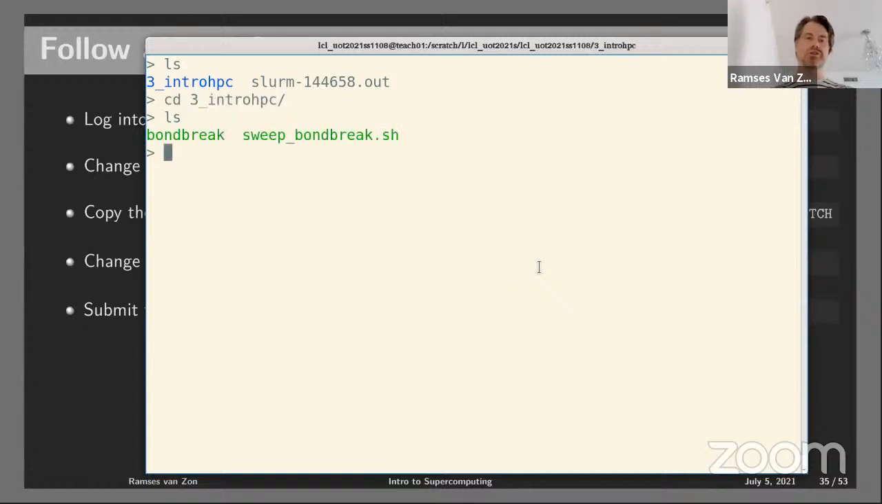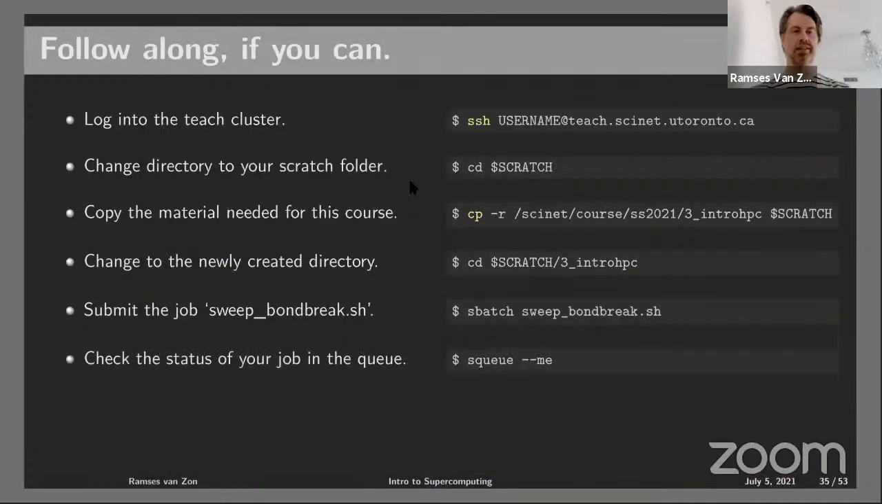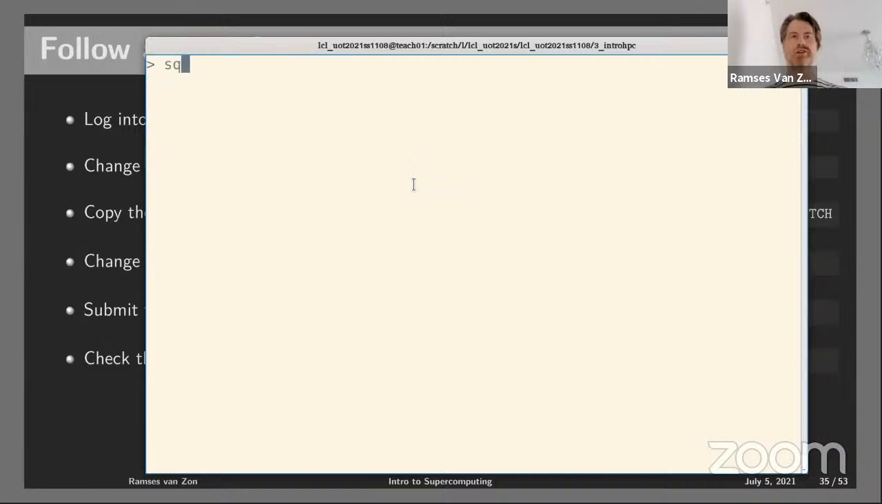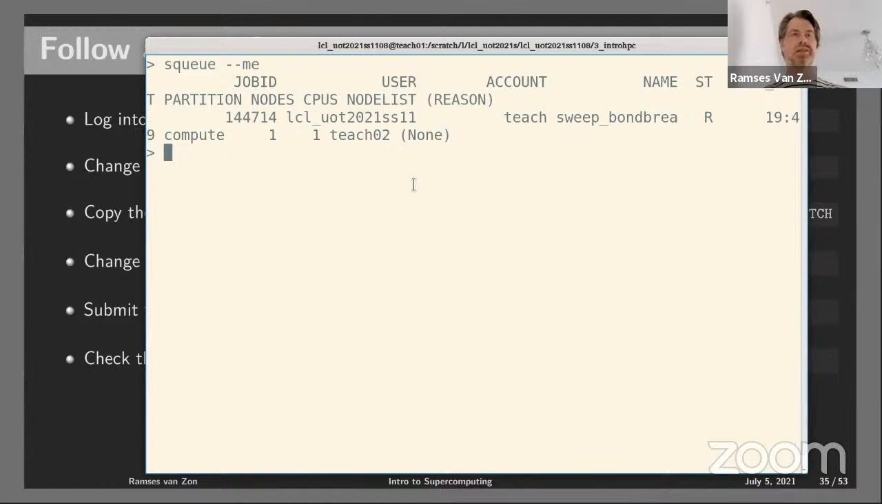So I can submit something to the scheduler with sbatch. The job script is called sweep bond break.sh, and the way you submit it is by saying sbatch. And that's all you should need. It says submitted a job, and it gives you a number. Okay, so we've done that. And you can check whether or not it's actually in the queue with sq me.